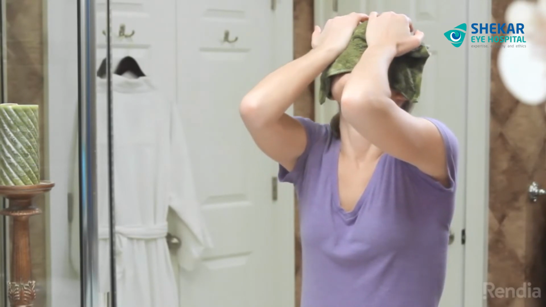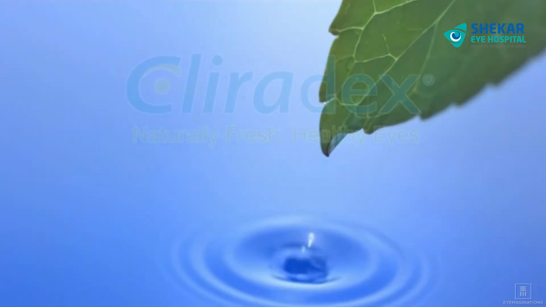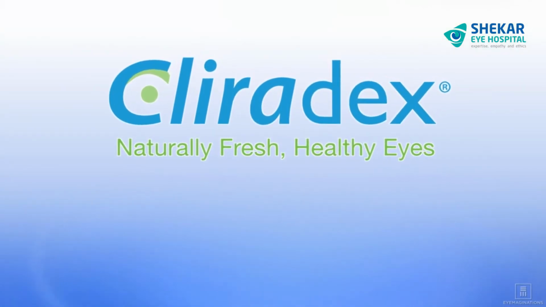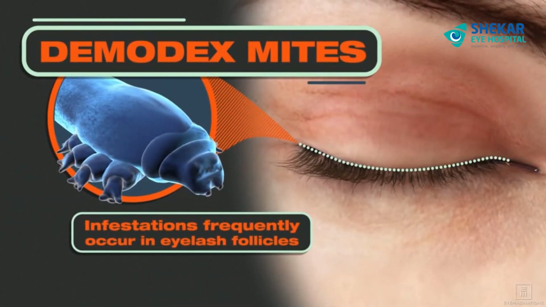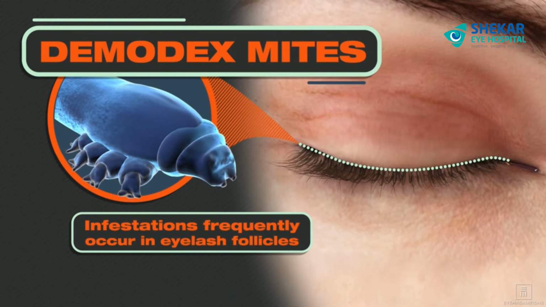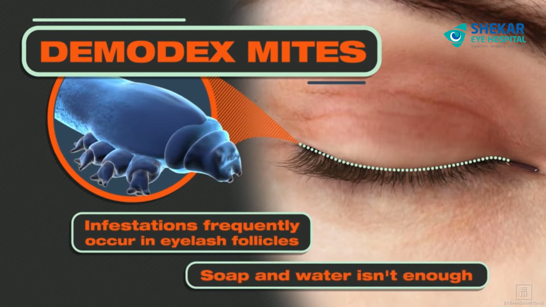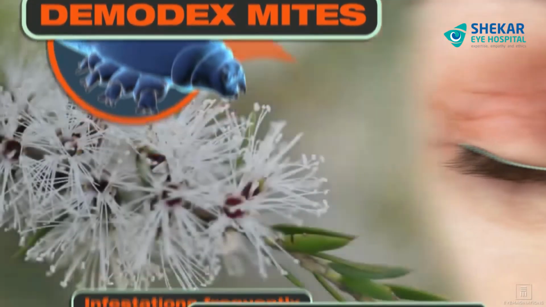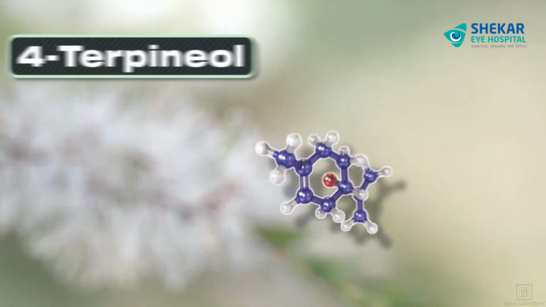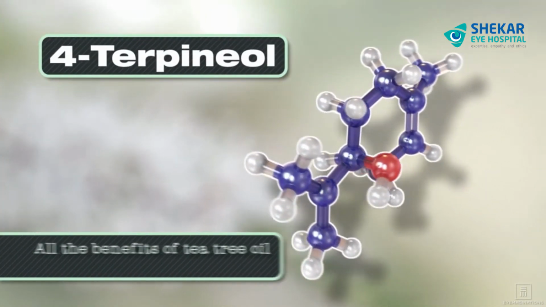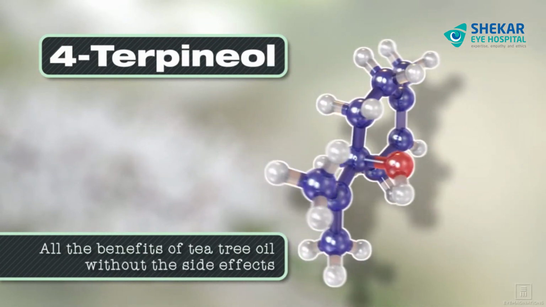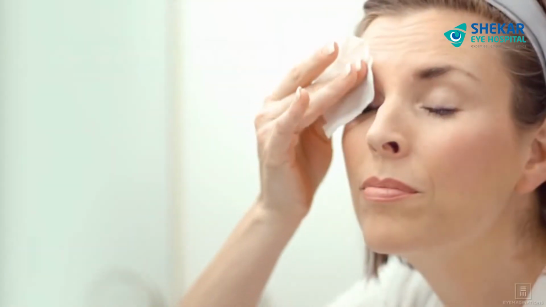Cleradex is a safe and effective way to eradicate Demodex mites. Infestations of Demodex mites frequently occur in the eyelash follicles, leading to severe, common ocular conditions, and soap and water is not enough to wash them away. Cleradex is derived from the key component in tea tree oil called 4-terpineol. It provides all the Demodex-fighting benefits of tea tree oil without any of the potentially irritating side effects.